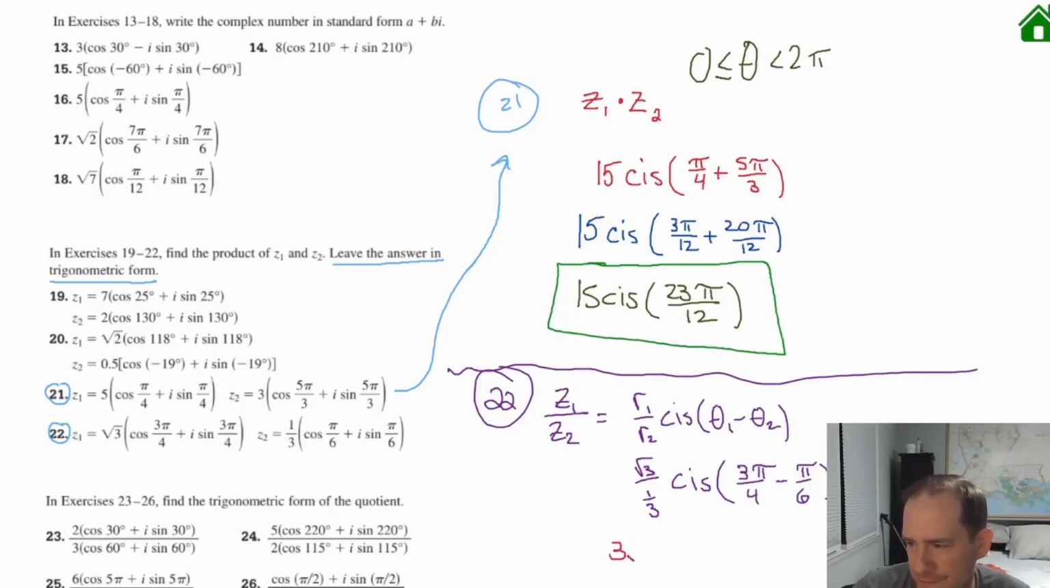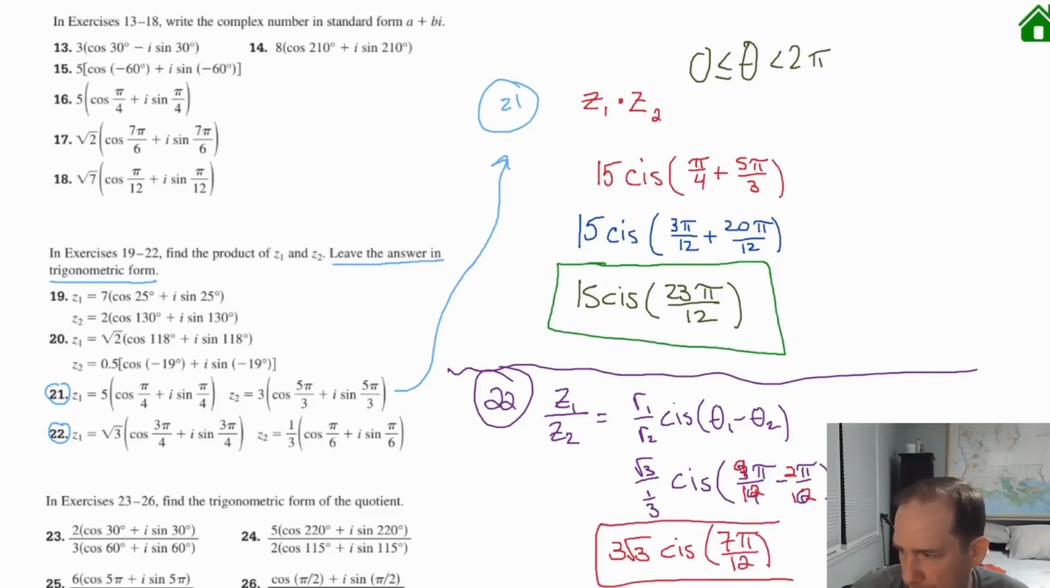So here you multiply by the reciprocal. So you multiply by 3 over 3, and you get 3 root 3, and 3 times 1/3 cancels in the denominator. Here, 3 over 3 gives 9 pi over 12, and 2 over 2 gives 2 pi over 12, so 7 pi over 12. And that's your final answer. It can't be simplified, so that's it. There's your quotient.